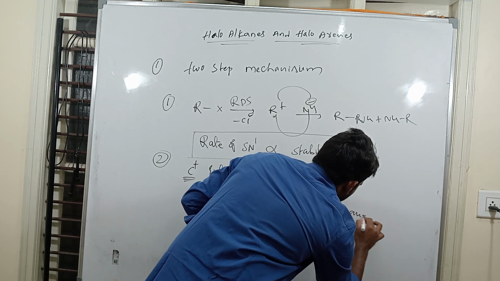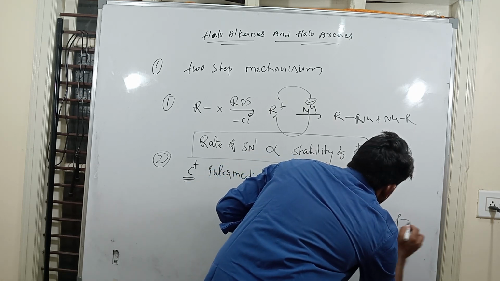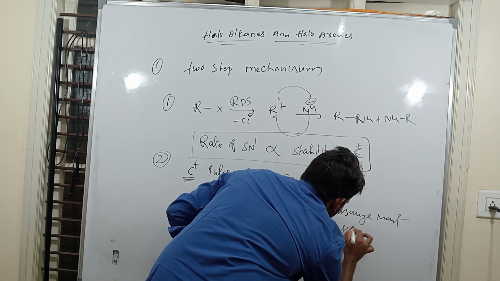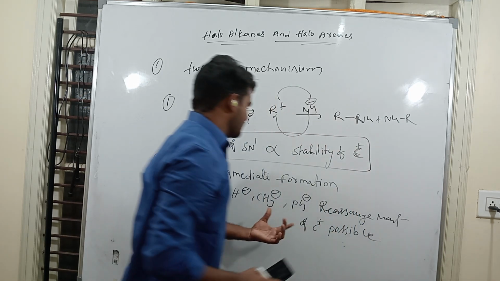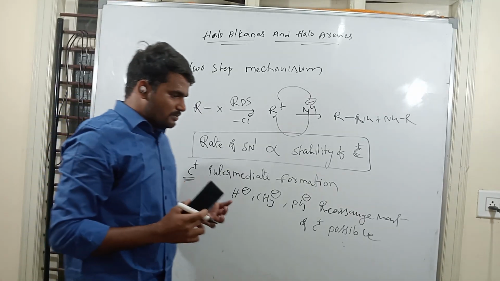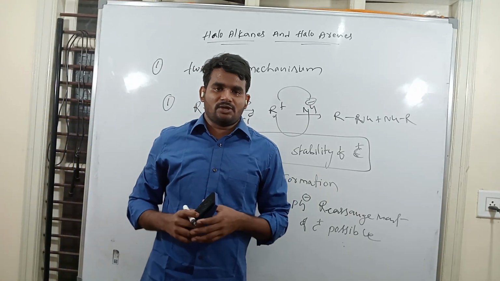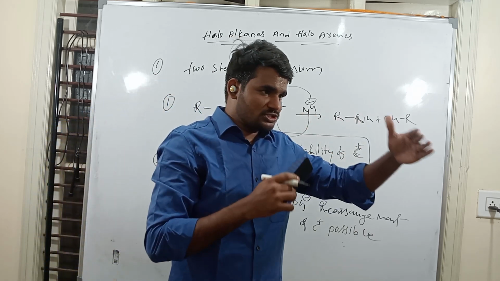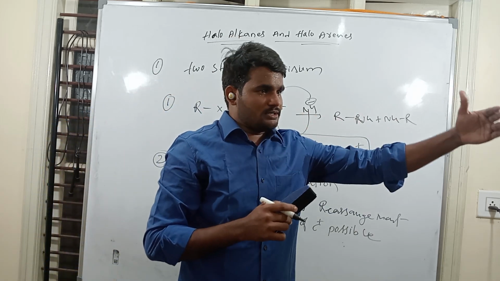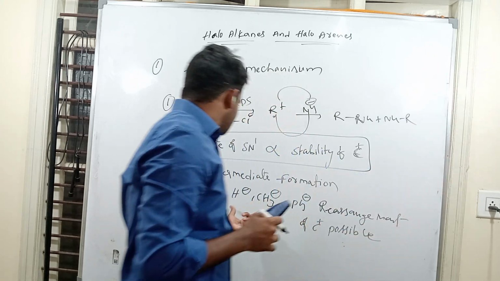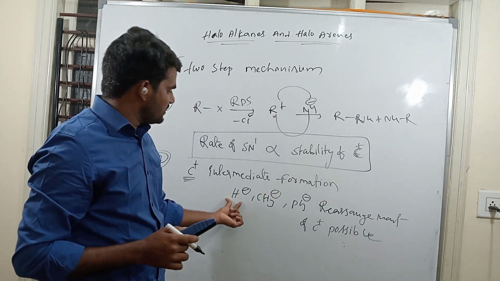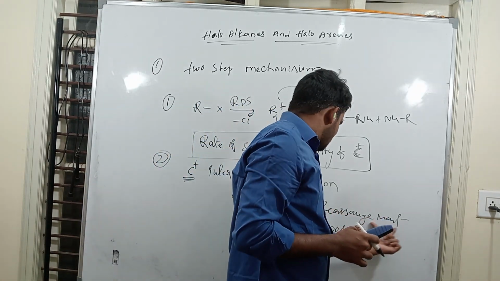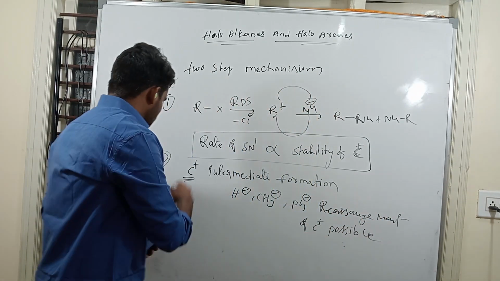Rearrangement of carbocation is possible. Why? Because if you take one molecule, it may form a secondary carbocation. The secondary carbocation can be converted into a more stable carbocation, like tertiary, allylic or benzylic. So shifting of hydride, methyl and phenyl is possible. Rearrangement of carbocation is possible. This is the third point.